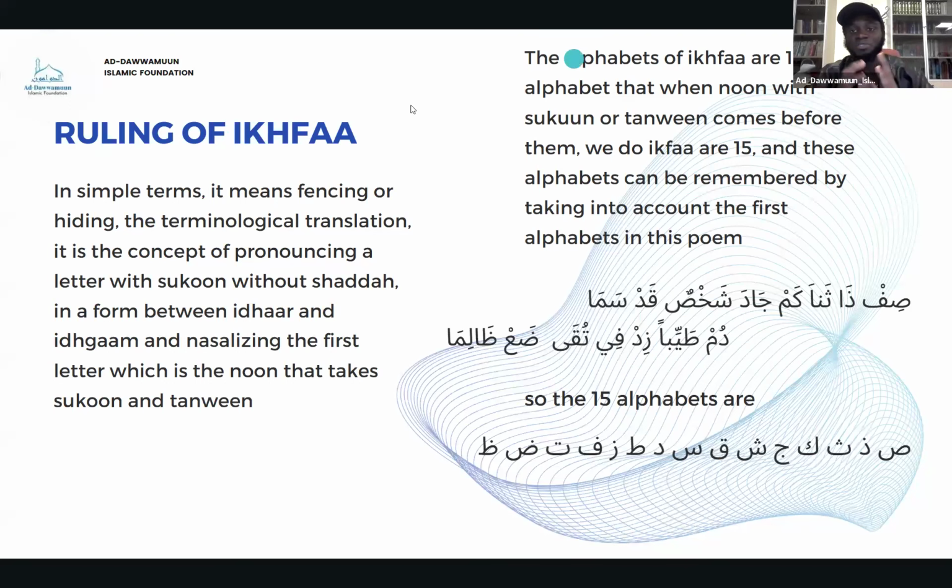The letters of ikhfa are 15. These are the letters that, when noon sakin or tanween comes before them, we do ikhfa. These letters can be remembered by taking the first letter of each word in this poem. If you are able to memorize the poem, every first letter in it is a letter of ikhfa.